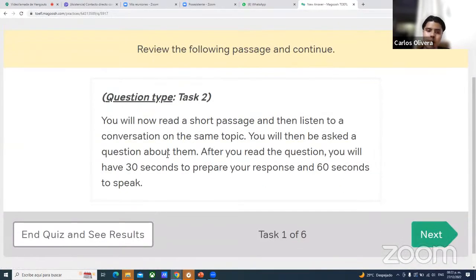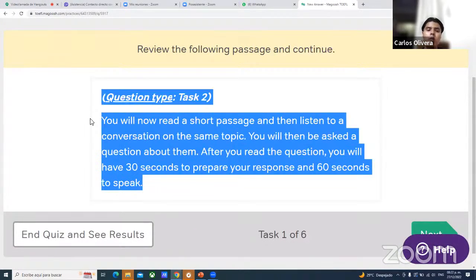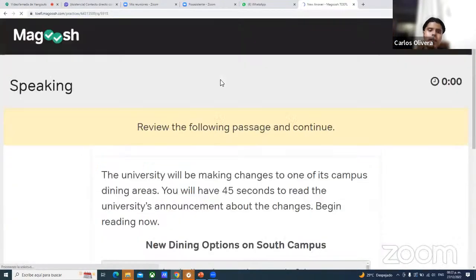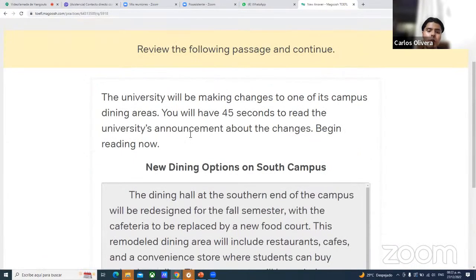So the first thing you see on your screen when entering the second task of the speaking section is a set of instructions. You don't need to read this because you already know what to do. That's why you're taking these classes. But if you want, you can read it, okay? It's just a reading passage about what you have to do, how much time you have, etc. But you know all that beforehand, okay? So the actual question is this one.